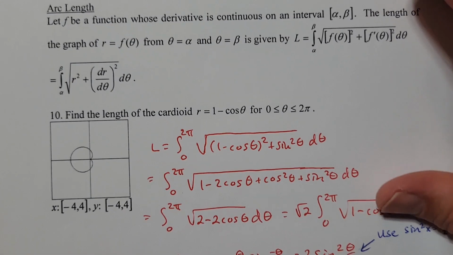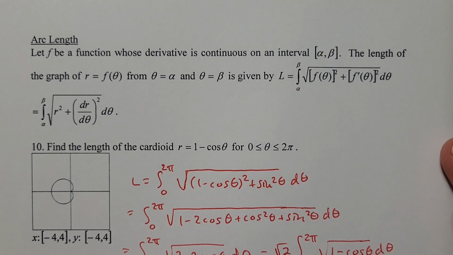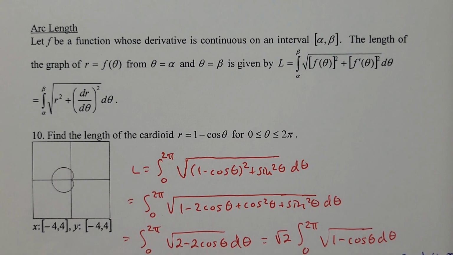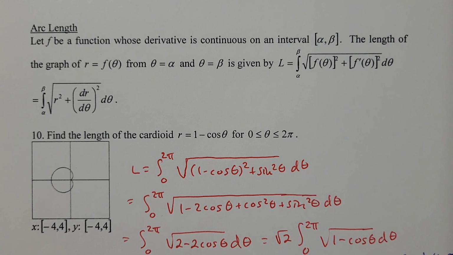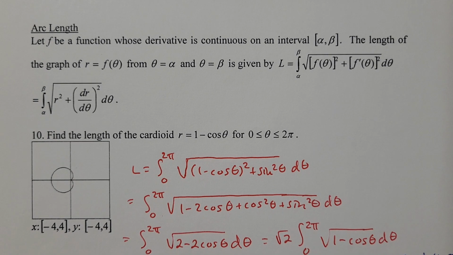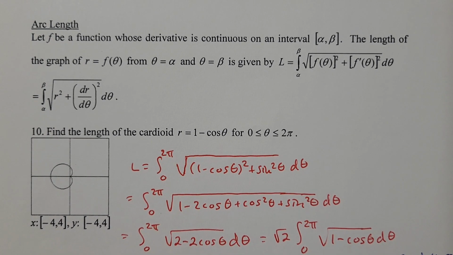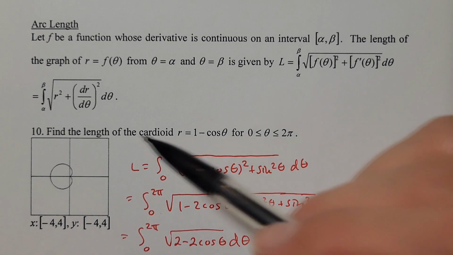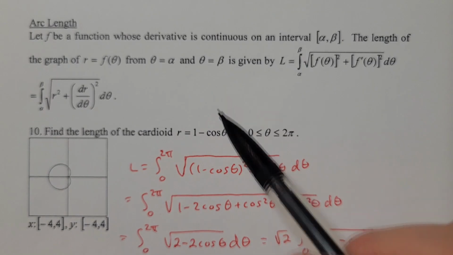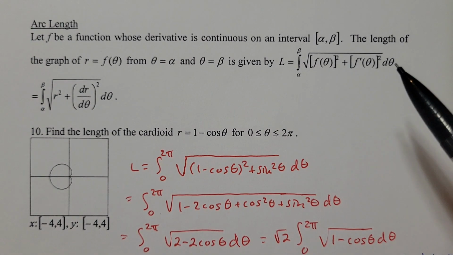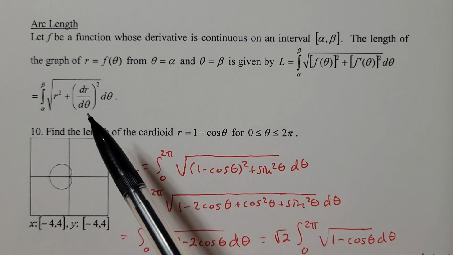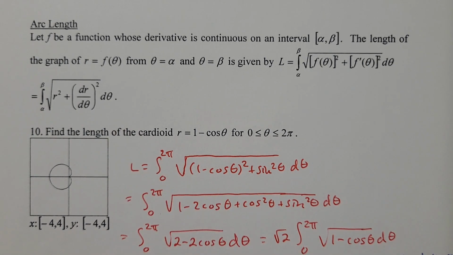Now problem 10 is the last problem there. So we talk about arc length. It says let f be a function whose derivative is continuous on the interval alpha to beta. The length of the graph of r, which is a function of theta, from alpha to beta is given by this integral, which is the same thing as this integral here.